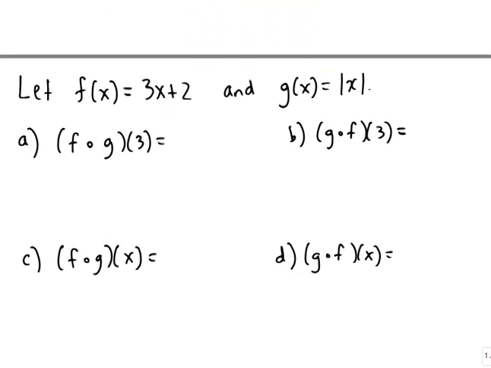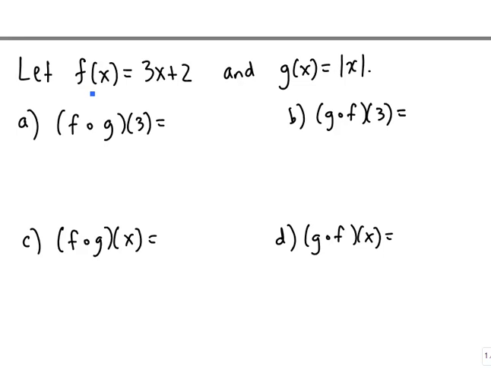Let's try another example with some different functions. This time our function f is going to be 3x plus 2, and our function g is going to be the absolute value of x. So if I want f composed with g at 3, first we're going to figure out g of 3, get that answer, and plug that into f. So the rule for g is the absolute value of your input. So the absolute value of 3 stays 3.